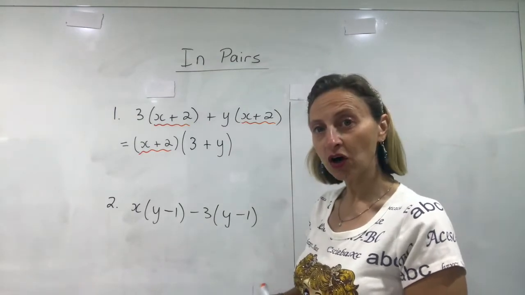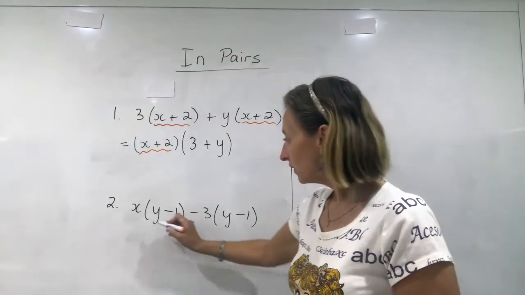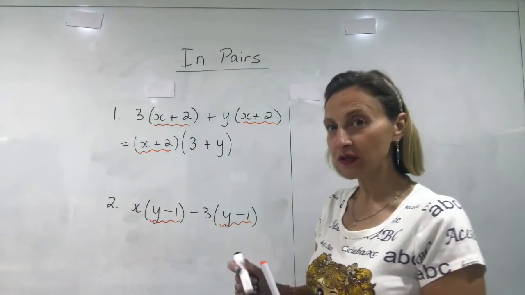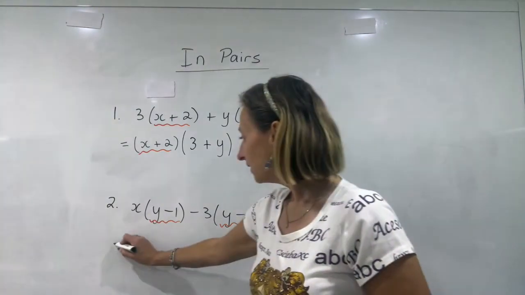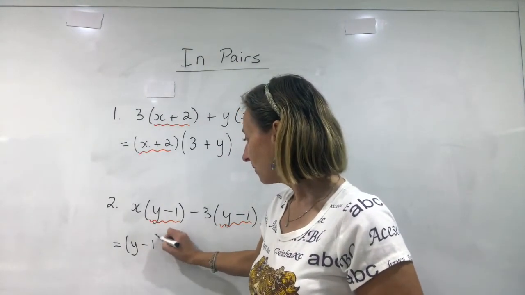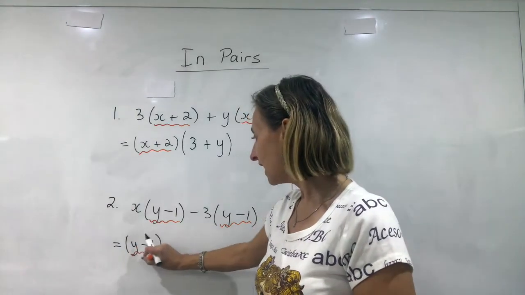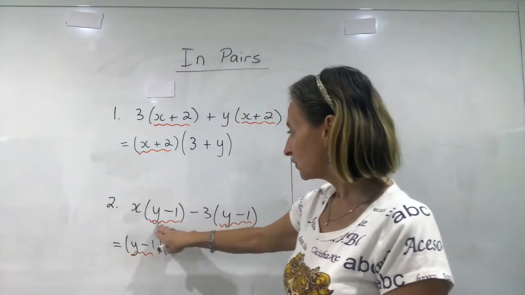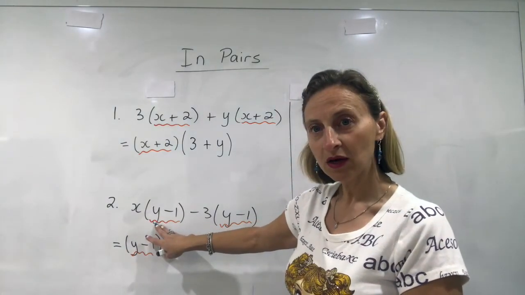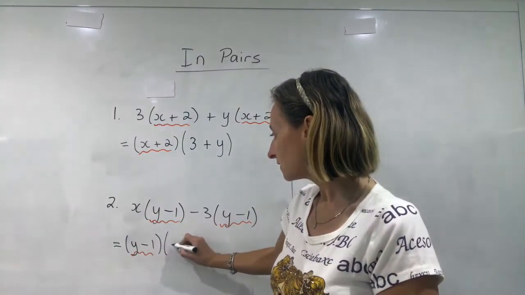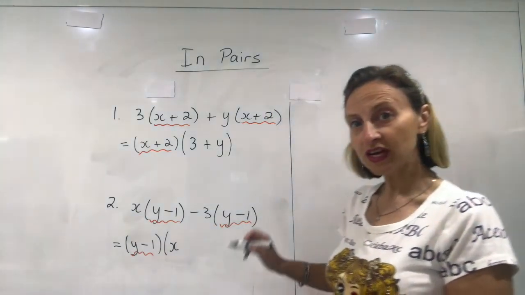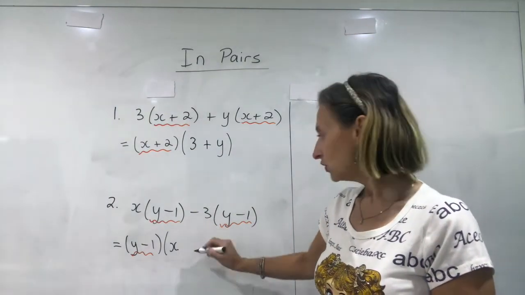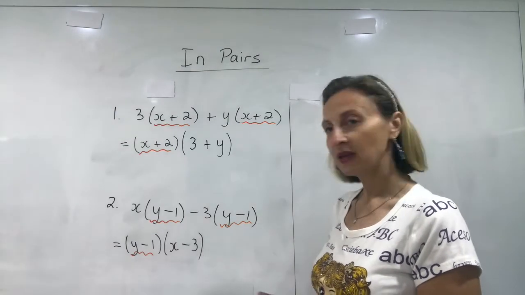What can you see that's in common to both of these terms? Easy enough, the y minus 1. That means that that's what's going to come outside, y minus 1. That has now gone outside. And I need to think about what's left. In our first term, once I've taken away that y minus 1, what's actually left? Just the x. We move on to the next term. If I've taken out this y minus 1, then what's left here? Just the minus 3. And that's how you do them.